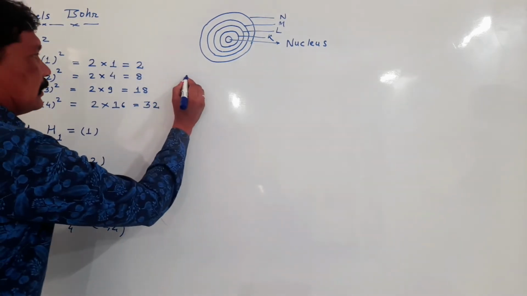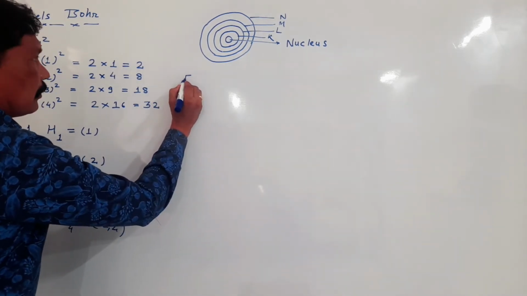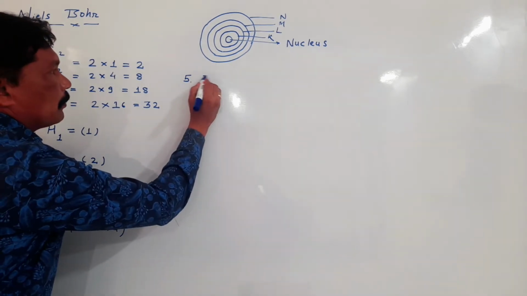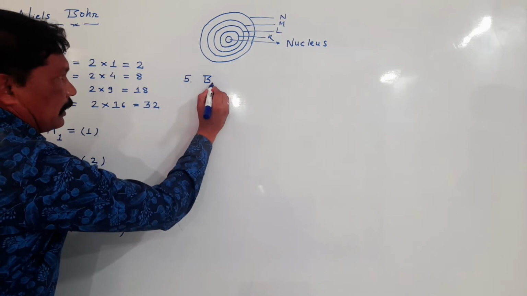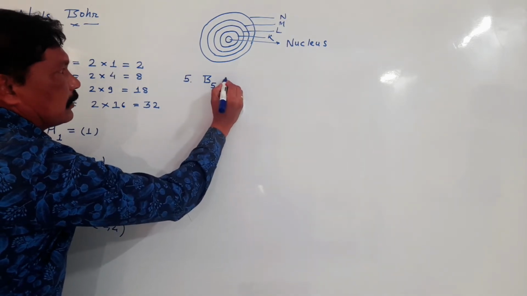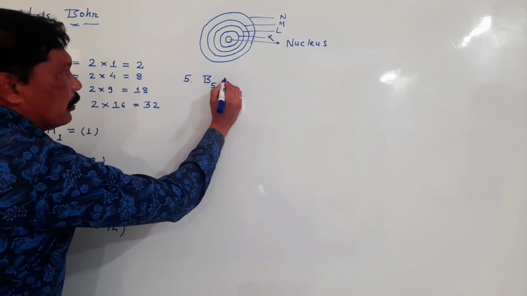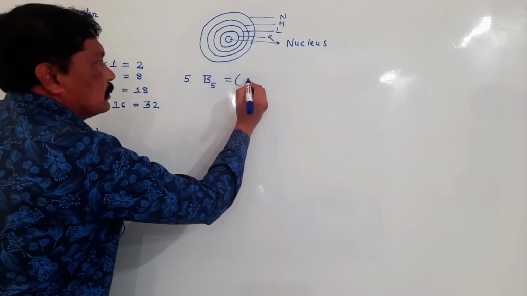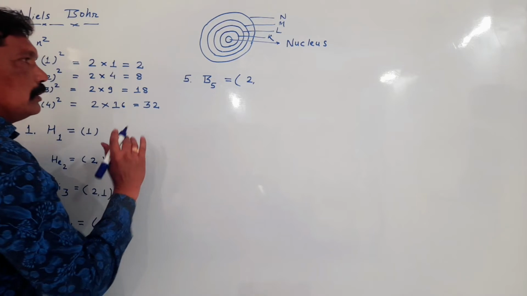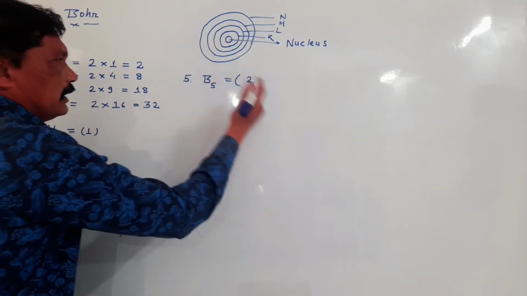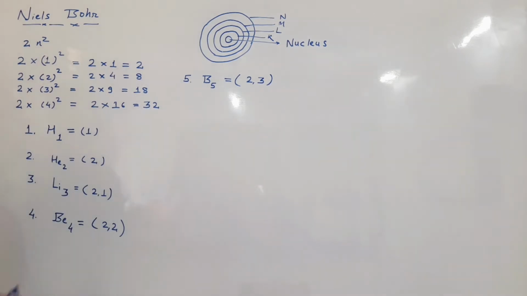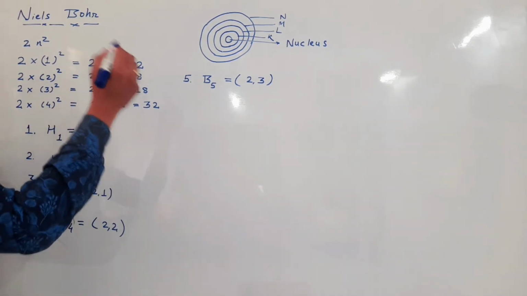Now we will take the fifth element in the sequence: hydrogen, helium, lithium, beryllium, boron. And the atomic number of boron is 5, and therefore here we can write the electronic configuration as first orbit 2, capacity over, remaining 3 will put in the next orbit. So the electronic configuration will be 2, 3.